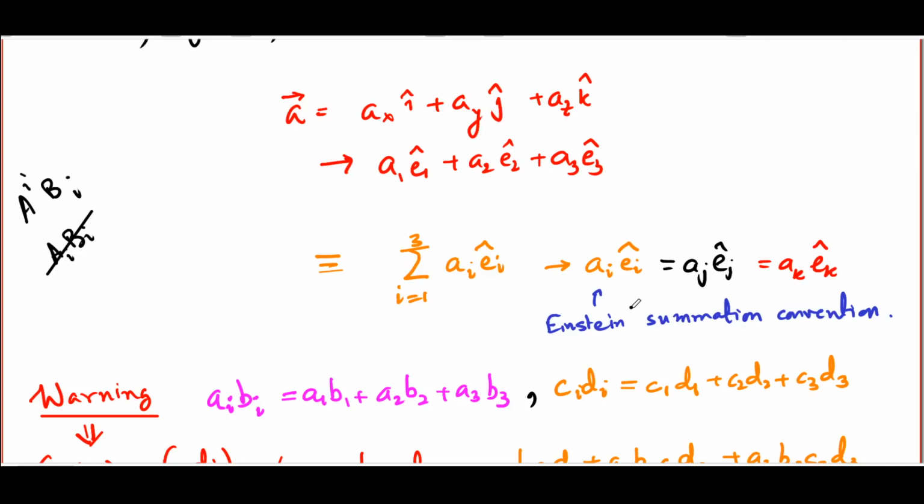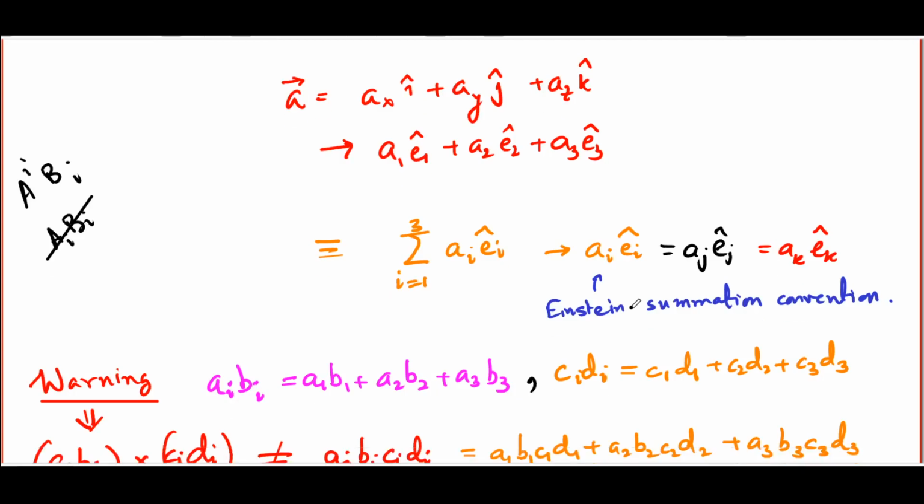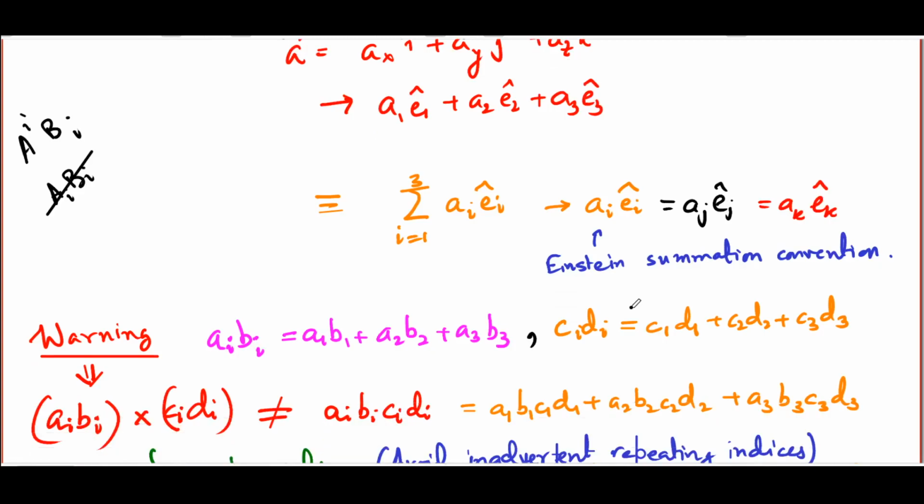Now here I have to sound a very important warning, which is this. We will often have occasion to multiply two such sums. Say A_i B_i, which of course means sum over i going from 1 to 3 of this, and C_i D_i, another similar sum. Now when you multiply these two things, the result will not be A_i B_i C_i D_i, which would simply mean A1B1C1D1 plus A2B2C2D2 plus A3B3C3D3.